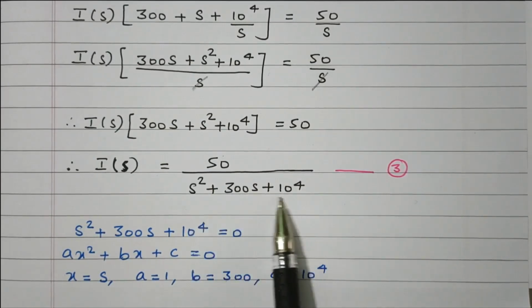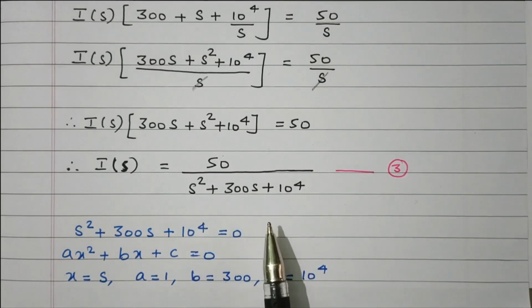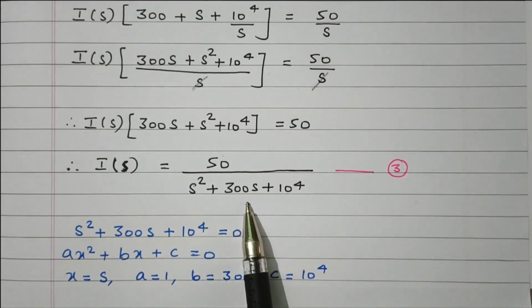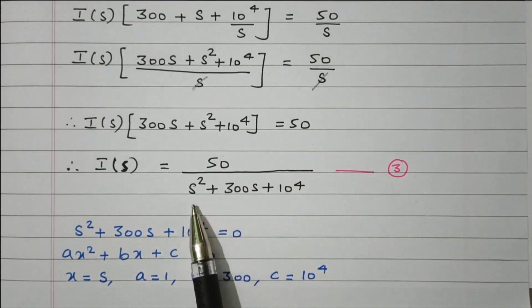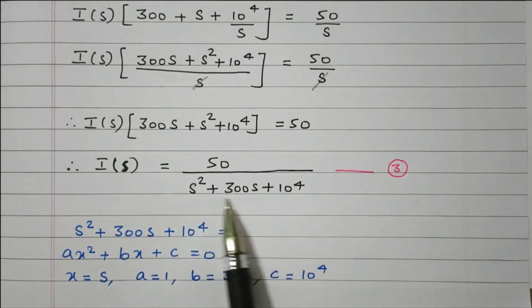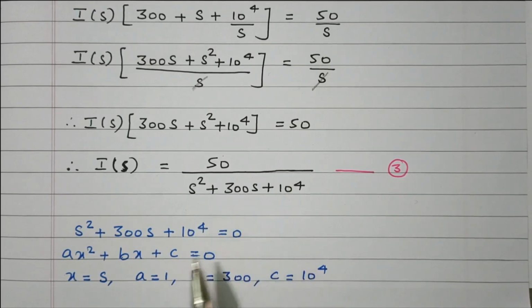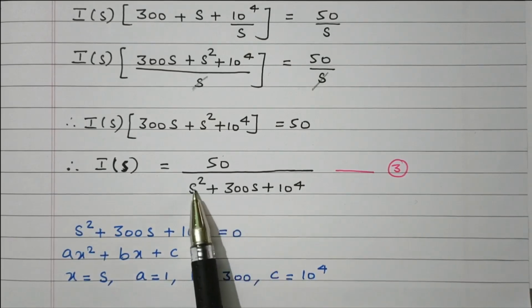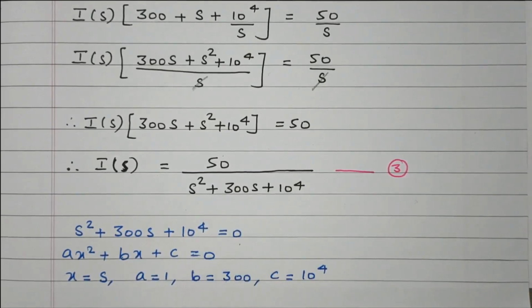In the denominator, this is nothing but a quadratic equation. We need to simplify this so that we can take the inverse Laplace. We cannot take the inverse Laplace of this form. We need to convert it into standard form. We equate s square plus 300s plus 10 to the power 4 equal to 0 and compare with the standard equation ax square plus bx plus c equal to 0. Here x is nothing but s, a is 1, b is 300, c is 10 to the power 4.